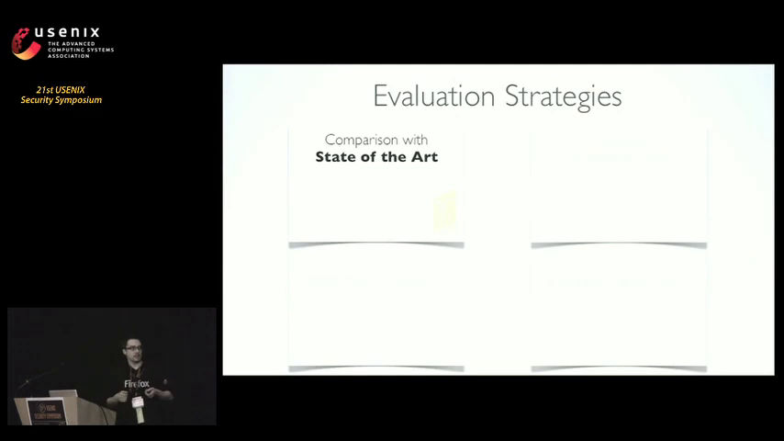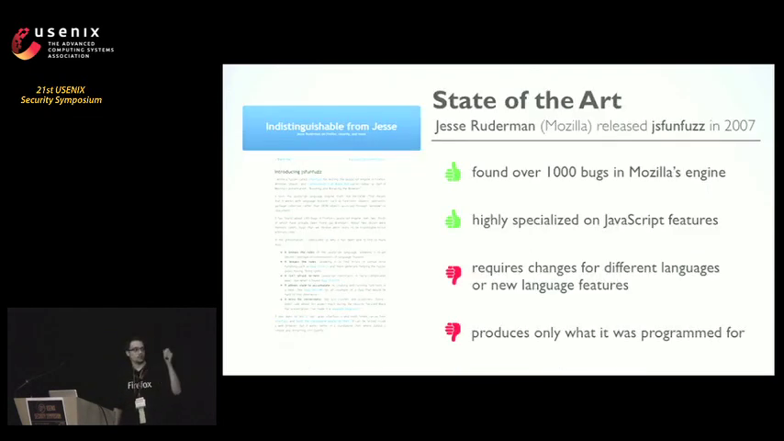Now let's have a look at the evaluation of the tool, because we believe that evaluation is a very important thing when writing such a tool. The first evaluation step that we want to take is a comparison with the state of the art. So what is that? A colleague of mine, Jesse Ruderman, wrote jsfunfuzz in 2007, and that is a fuzzer for JavaScript, which found over 1,000 bugs in Mozilla's JavaScript engine. So that is really a huge number.